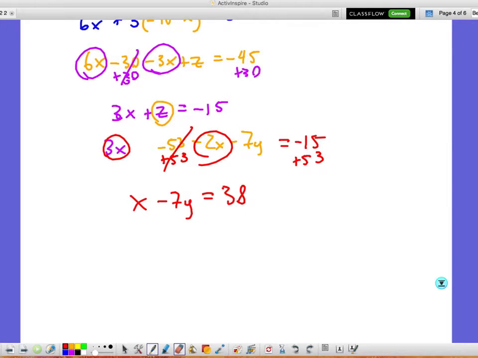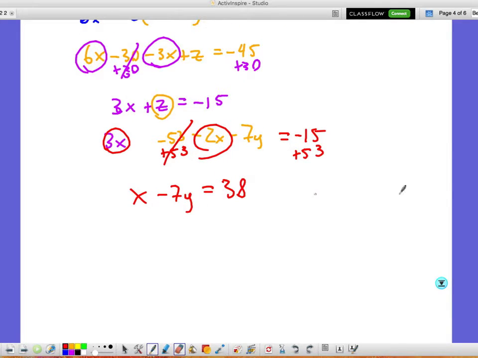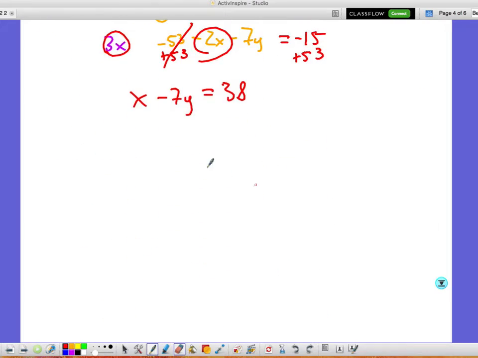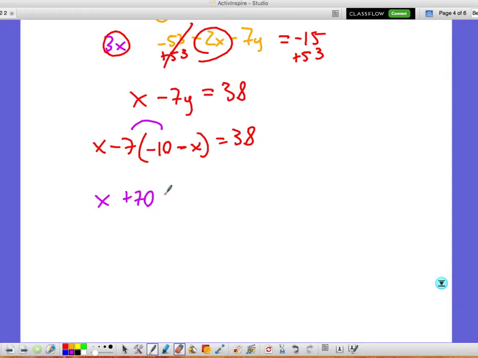Well, actually it didn't, but what do we have to do with this y? So we need to substitute it again, and remember, y is equal to negative 10 minus x. Okay, so let's go ahead and do that. x minus 7. Notice this y is being multiplied by negative 7, so we have to put the y in parentheses, minus 10 minus x equals 38. Okay, so we do have to distribute this minus 7, so we have x, negative 7 times negative 10 is going to give me plus 70. Negative 7 times negative x gives me plus 7x equals 38.